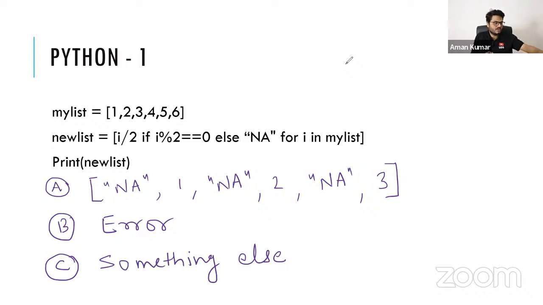And this is a little tricky, okay? A looks like an output, but I'm saying but. Rest of the thing you understand. So will it be error or will it be something else? I'm doing a list comprehension. I'm saying I divided by 2, okay? And I'm saying if I modulo 2 is equal to 0, which means I'm checking the even number. Means halve the even numbers and make NA for the odd numbers. First of all, is this syntax correct? Is this list comprehension syntax correct or not correct?